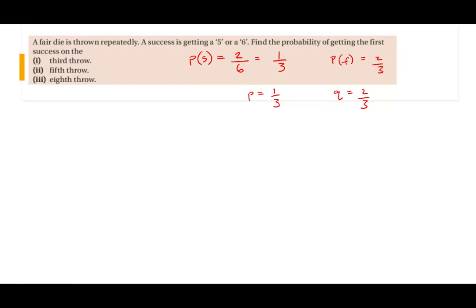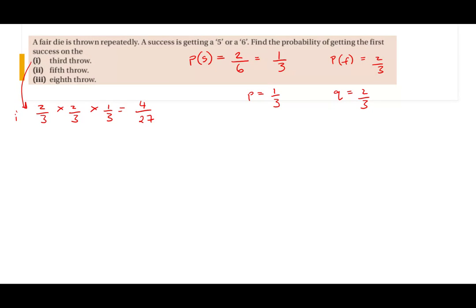Okay, so find the probability of getting the first success, so 1/3, on the third throw. So that would mean that the first 2 are failures and the third one is a success. So 2/3 times 2/3 times 1/3, we'll get 4/27 there. Okay.